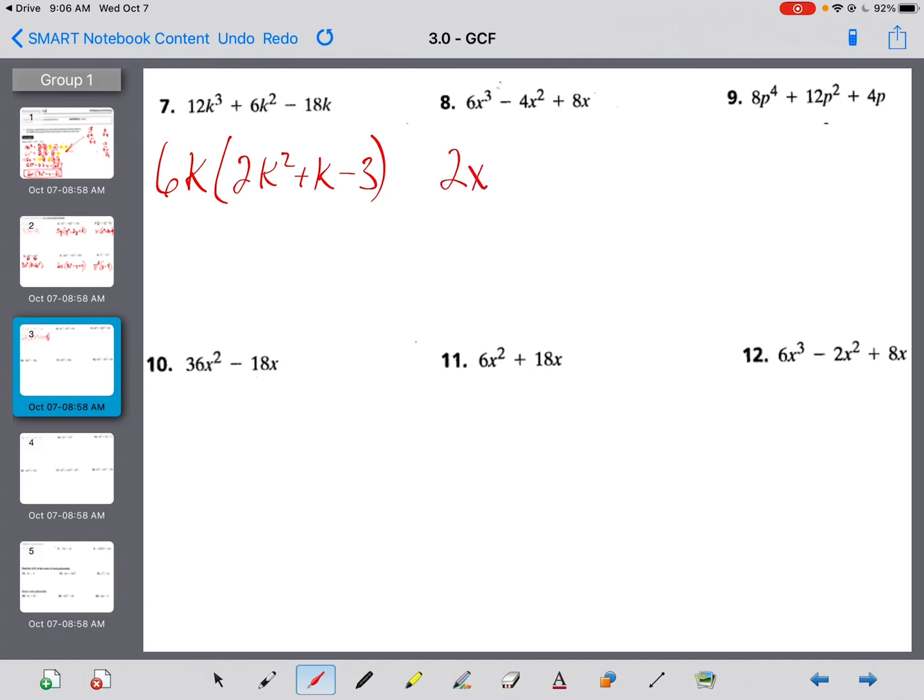2 goes into all of them. They all have an x. 3x squared minus 2x plus 4. If I multiply them back in, I should get the same result.